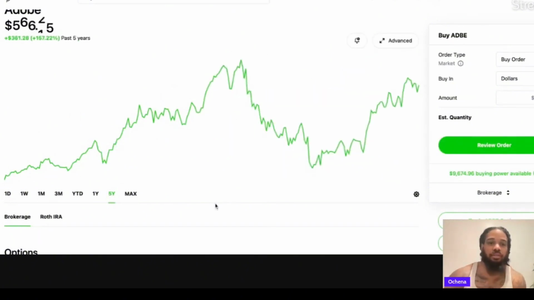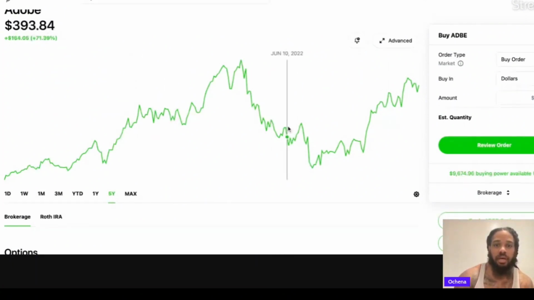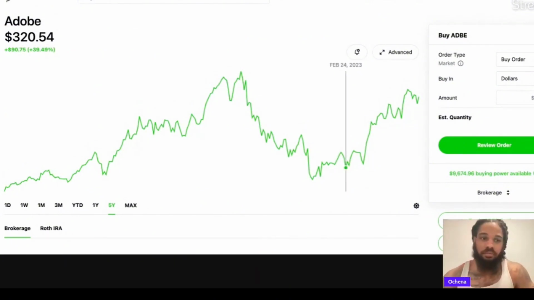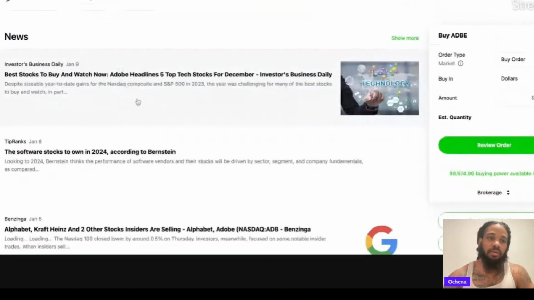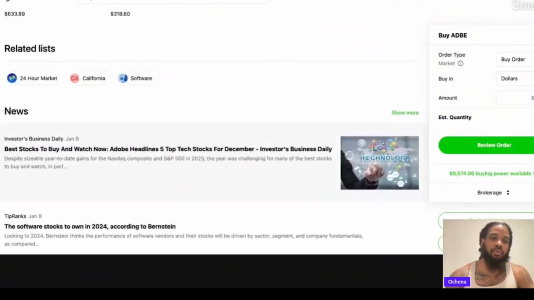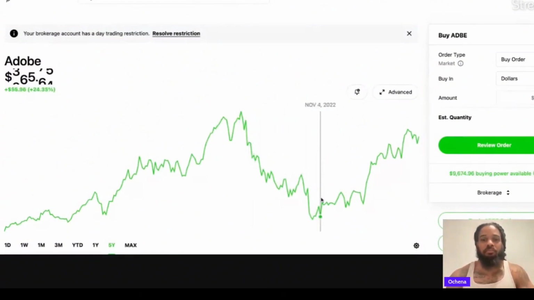What I did to determine where I wanted to get in, I went to this 5-year chart right here. At the time when I was buying the Adobe option, I pretty much came to February. Adobe was about 320.54. What I realized was there was something in the news. If you scroll down, you can see different news stuff that pops up right here underneath the stock. It was something controversial happening with Adobe, but it wasn't something based on their earnings and how profitable they are.